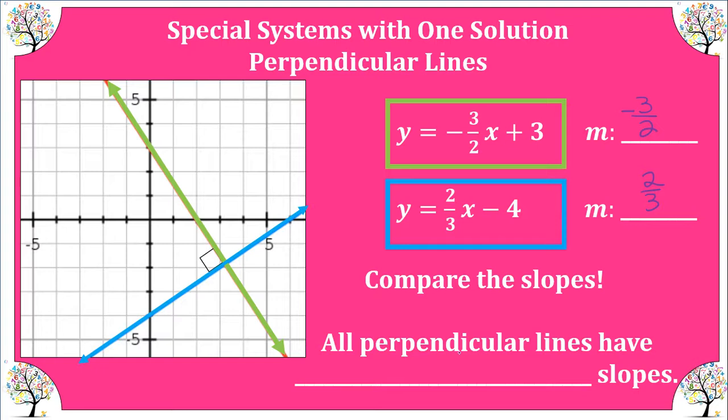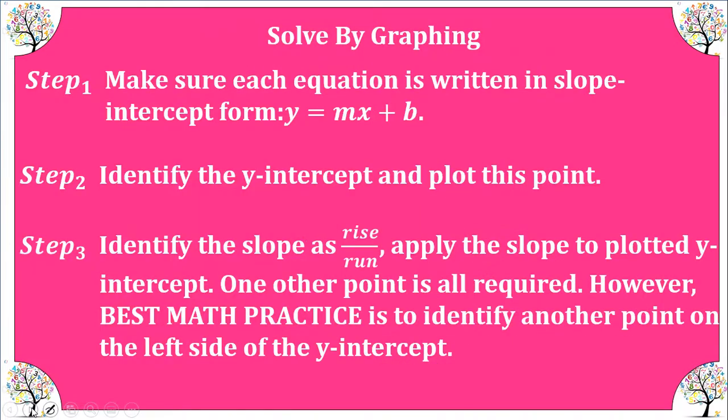So all perpendicular lines have opposite reciprocal slopes. One is positive, one is negative, and then you can see that they are reciprocals. This would tell me that these lines, if I didn't have a graph, I could identify that these are perpendicular and they intersect at one place, creating a 90-degree angle because they have opposite reciprocal slopes.